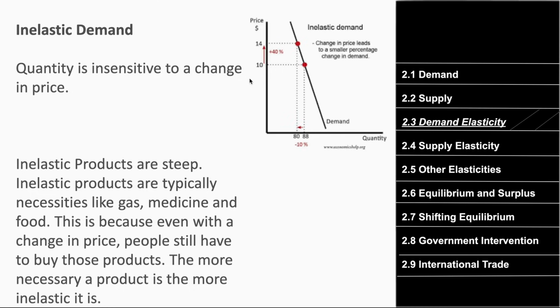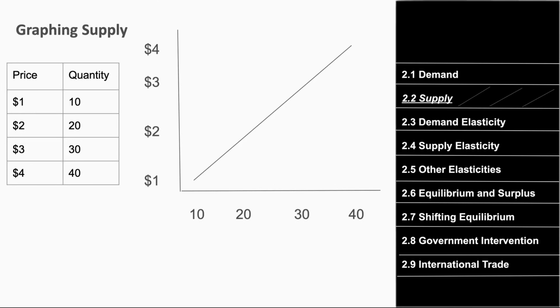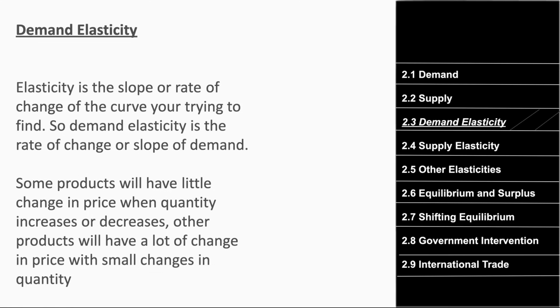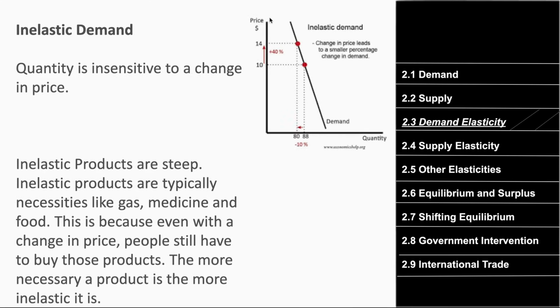So first we have inelastic demand, where quantity is inelastic to a change in price. Imagine a change in price from $1 to $4, we see a small change in quantity. That is demand elasticity. It's just the rate of change, or slope, of a demand graph. Inelastic demand means for a change in price, there is relatively no change in quantity.